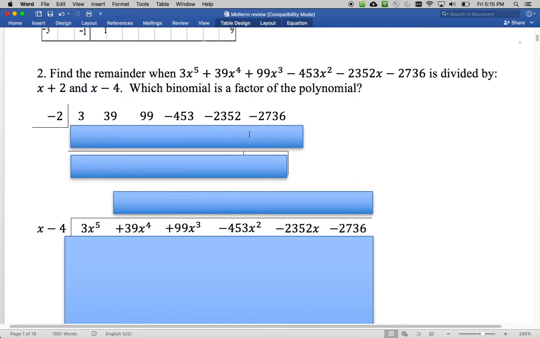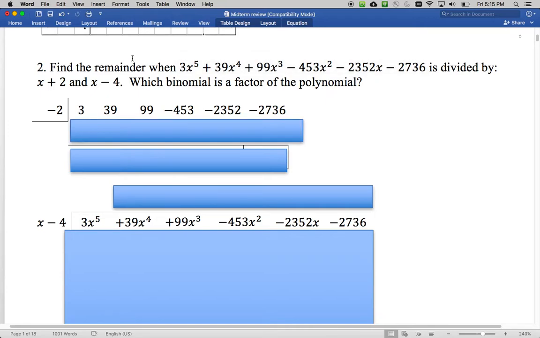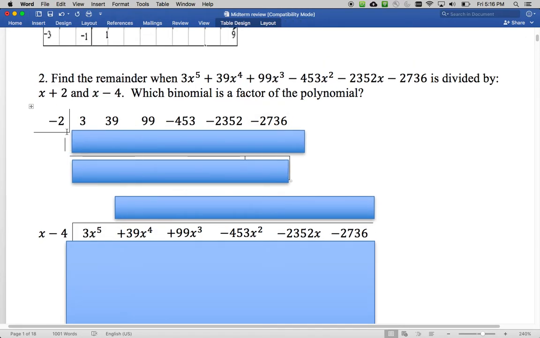All right, problem number 2: find the remainder when this long polynomial is divided by x plus 2 and by x minus 4. We have two different binomials that we're dividing this polynomial by. The first time I did synthetic division, and the second time I did long division. You can use either method, it doesn't matter.